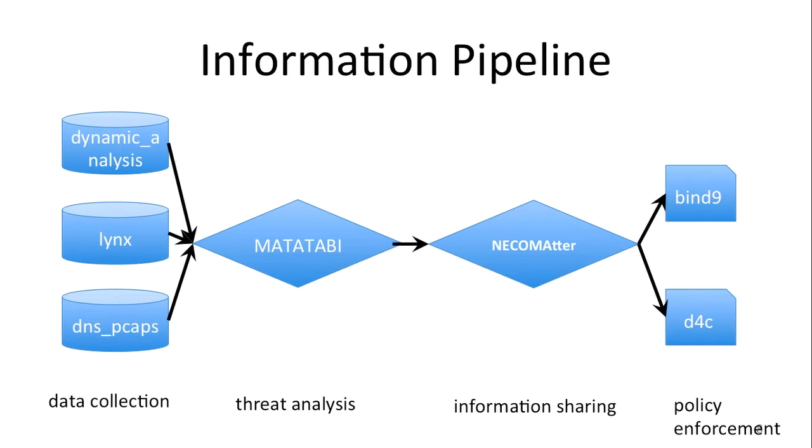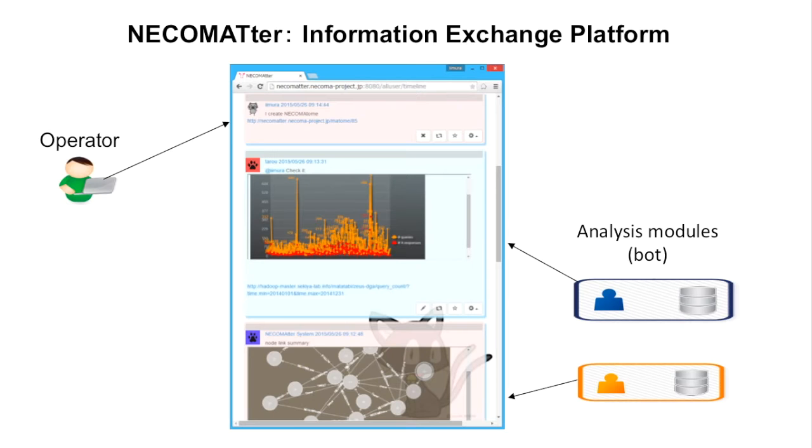The stored data is shared in the Necomatter system, which facilitates information exchange among operators, analysis modules, and mitigation modules. Necomatter is designed to promote interactions among multiple operators, multiple analysis modules, and multiple mitigation mechanisms. This is a screenshot of Necomatter. It looks like a timeline-based SNS service. Each analysis module posts a summary of their analysis. A user can also post their messages to the timeline.